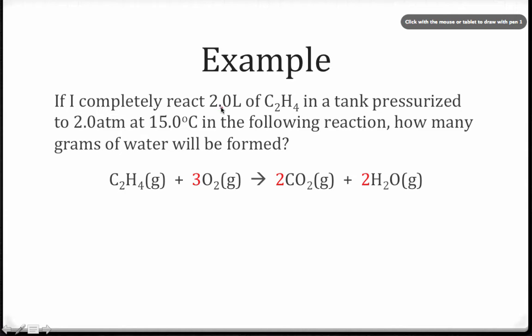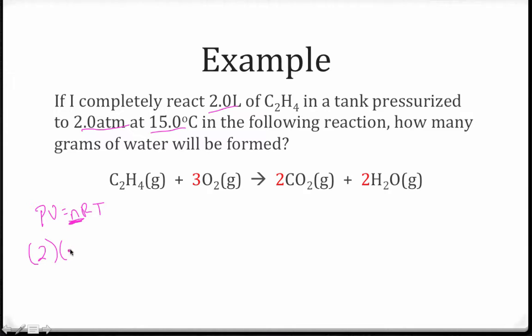So we're given information in terms of volumes, pressures, and temperatures. That tells me that this problem is going to start with our gas law equation, PV equals nRT. If we can get a value here for n, we can use that in stoichiometry later on. Well, our pressure is 2 atmospheres. Our volume is 2 liters. That's going to be equal to n times our gas law constant, which is 0.08206. And our temperature in this case was 15 degrees Celsius, which we can convert into Kelvin by adding 273, which is going to become 288 Kelvin.